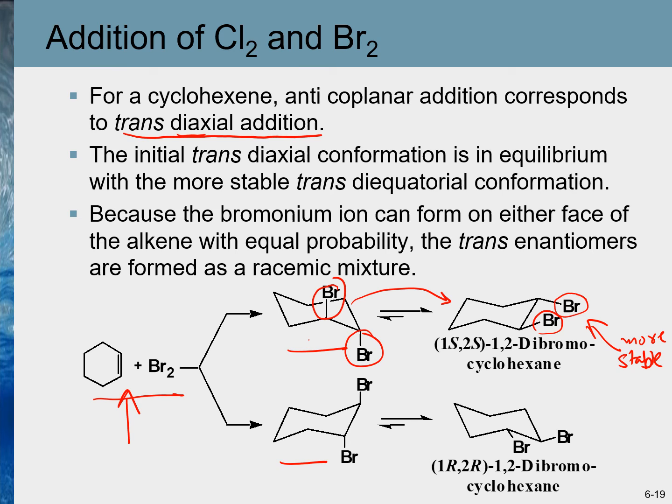Now, because the original brominium ion can form on either face of the double bond with equal probability, as shown here, so 50% this one and 50% the second stereoisomer, both trans enantiomers are formed, so therefore our product is a racemic mixture.